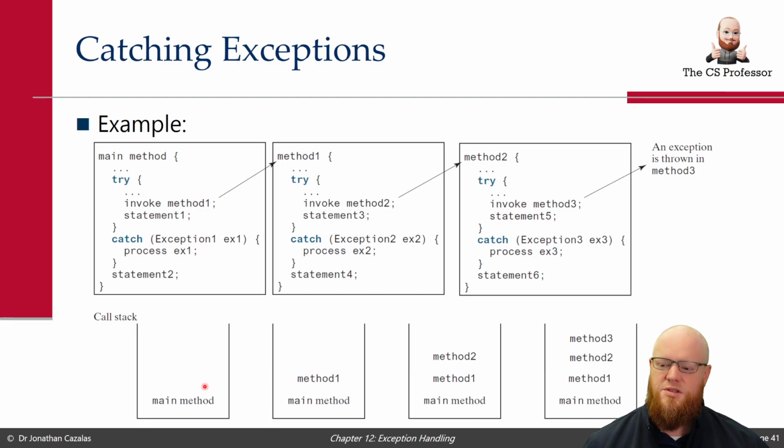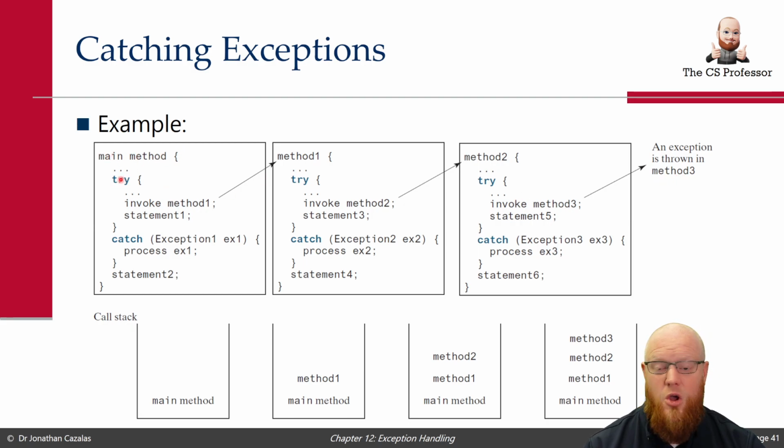And what follows is a detailed example here on page 41. Follow me, we're going to go through this. We have a main method. That main method is going to call method 1. Method 1 calls method 2. Method 2 ultimately calls method 3, which has an exception. So let's break this down now.